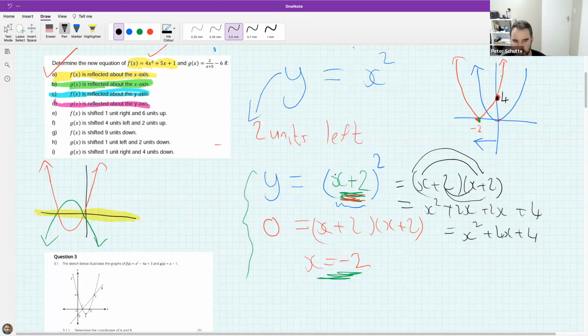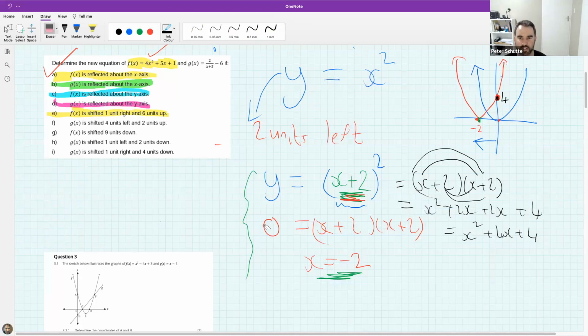All right. Now, after much talking by me, let us have a go at doing E. So I want you to take, as best you can, the yellow f function and move it 1 unit to the right and 6 units up, and try and give me a new equation that takes this into account. So try and do E for me.